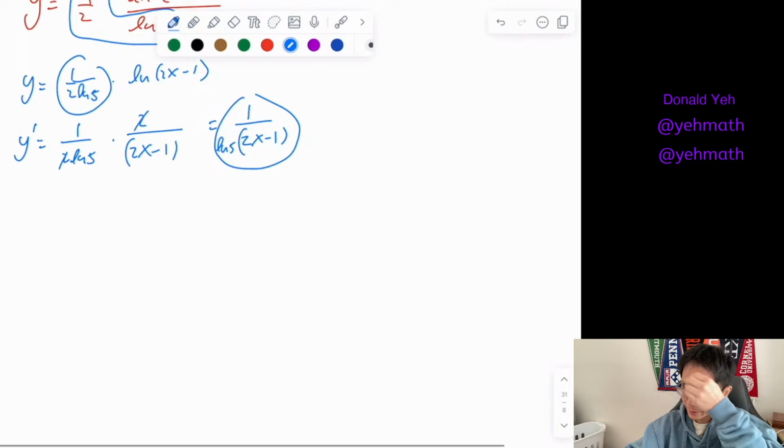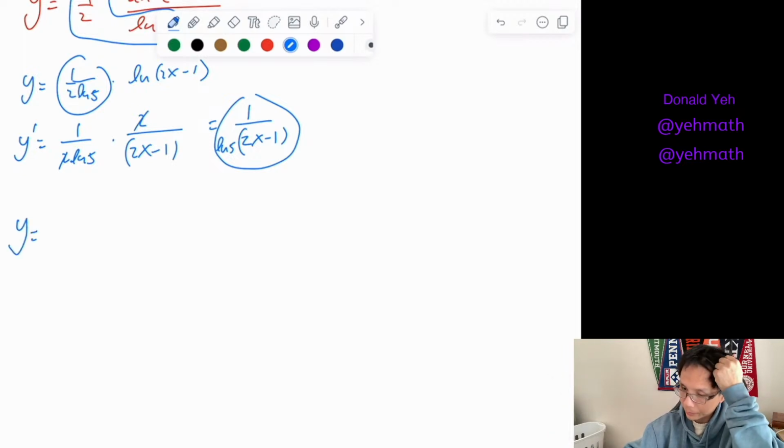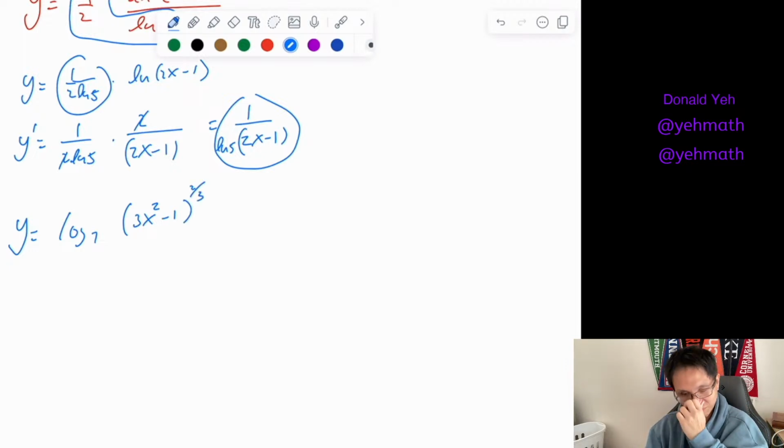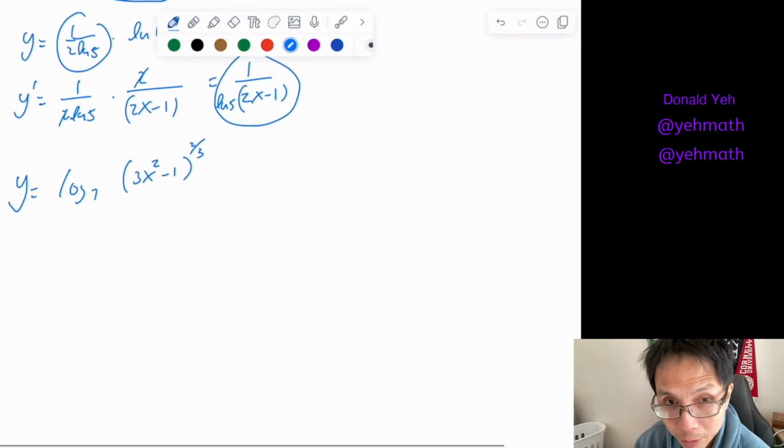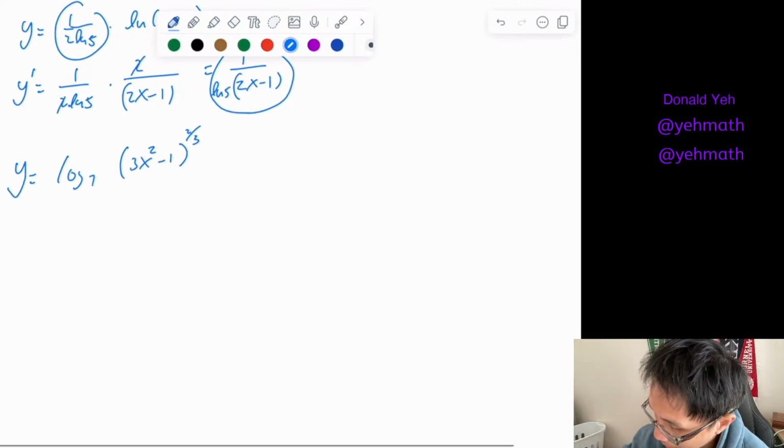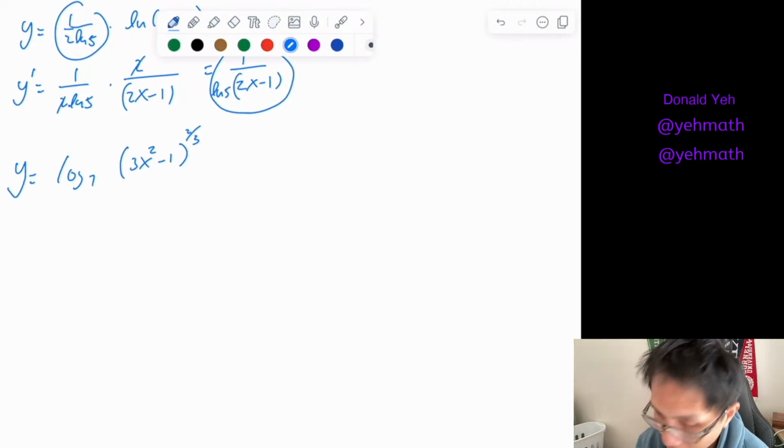You can practice one. So y equals log base 7 of (3x squared minus 1) to the 2/3. You can try to take a derivative of this. If I were you, I'd pause the video and try it, and then unpause to check if you did it right or wrong. So I'll pause the video now. Okay, now you can unpause the video.